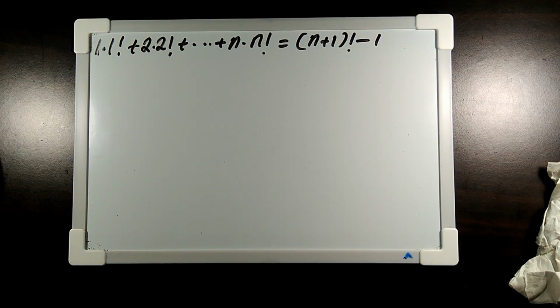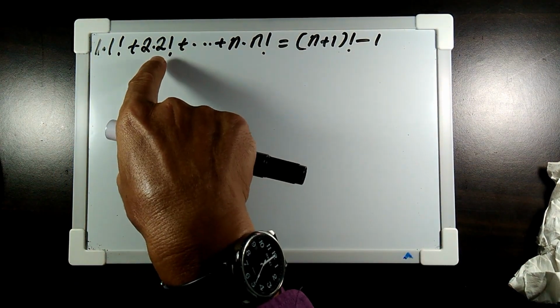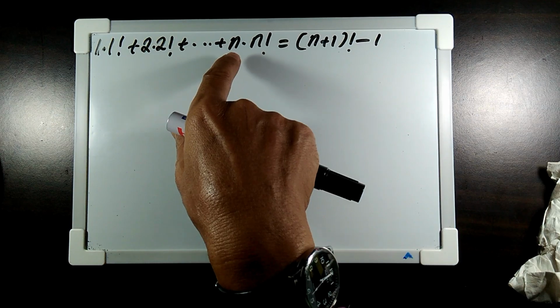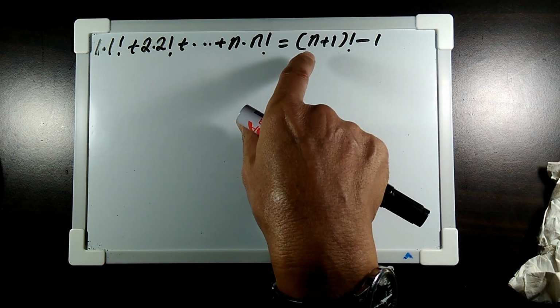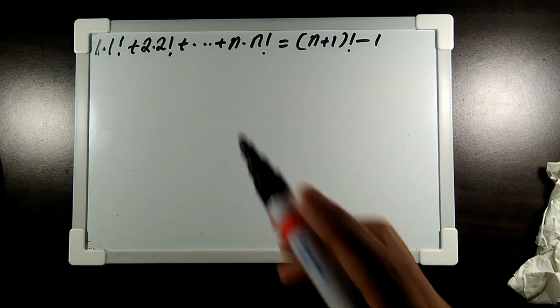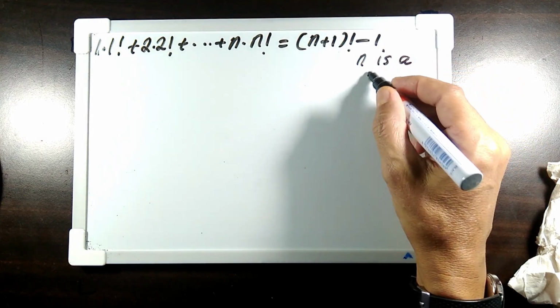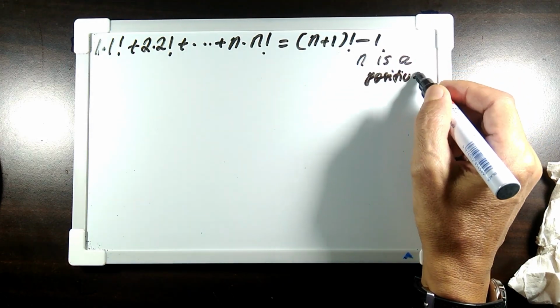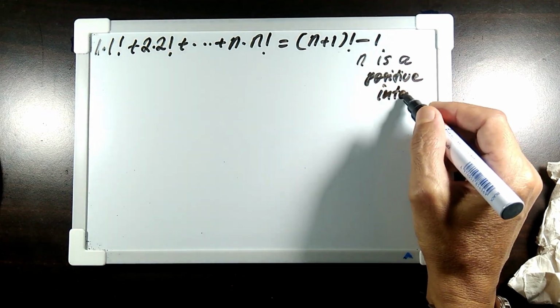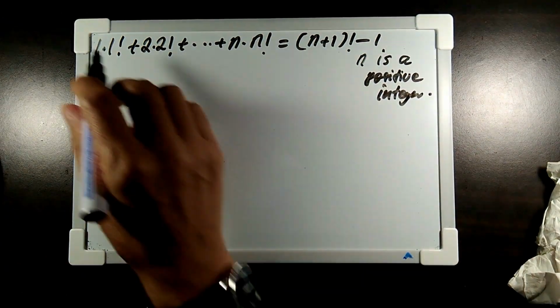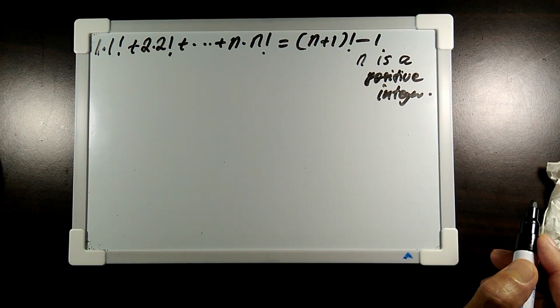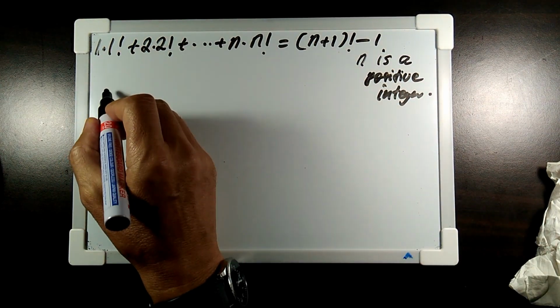Now, let's say we are given this mathematical statement, in which we have 1 multiplied by 1 factorial plus 2 multiplied by 2 factorial plus dot dot dot plus n multiplied by n factorial equal to (n plus 1) factorial minus 1, where n is a positive integer. So how to prove this by using mathematical induction? Yes, we have to follow our steps. Okay, let's prove it.